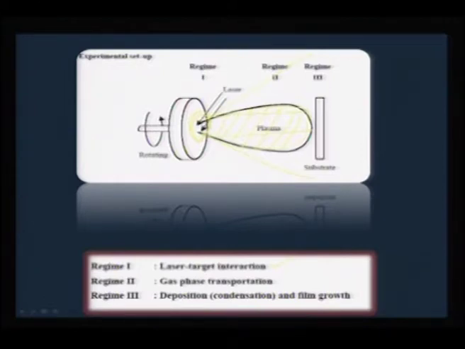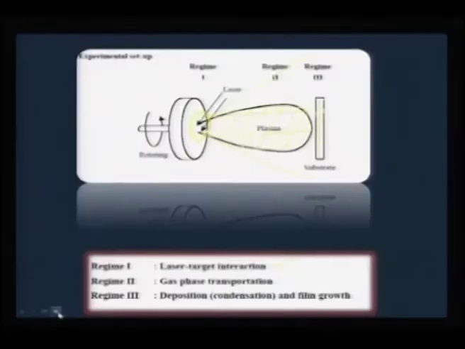Regime 3 is deposition and film growth. Now something is coming from the plume and I am depositing it. What should be the control? How can I get the best film that I want? So all these 3 are important. In the PLD process, especially when we talk about laser target interaction, there are 2 things that we need to understand: the thermal process and the non-thermal process.